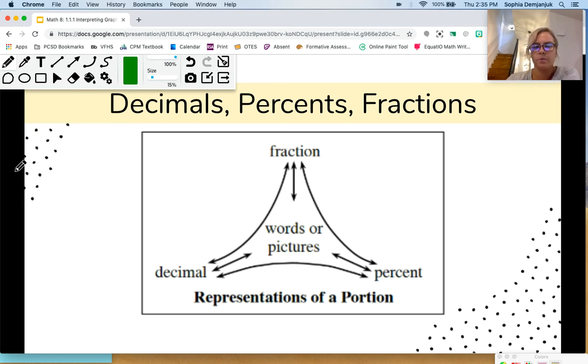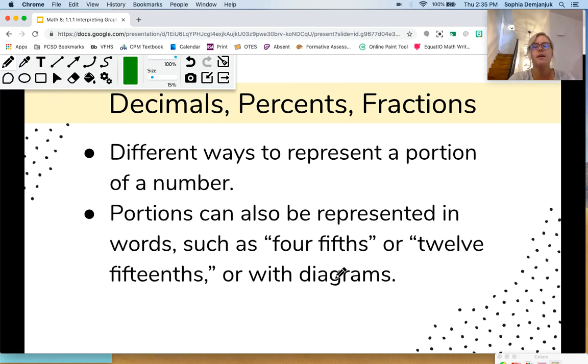All right, here's our little review over decimals, percents, and fractions now. We can convert between all of them, and that middle piece that we can use is representing these portions as words or pictures. Portions can also be represented in words and pictures. So pictures we can remember, like things like pie charts and so forth. And when we're talking about words, we're talking about things like 4/5, 2/15, so forth.